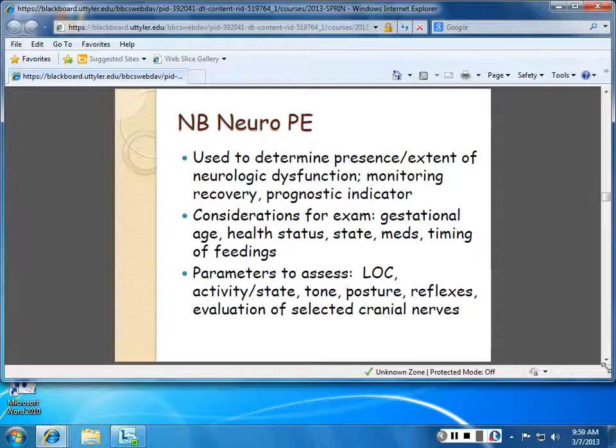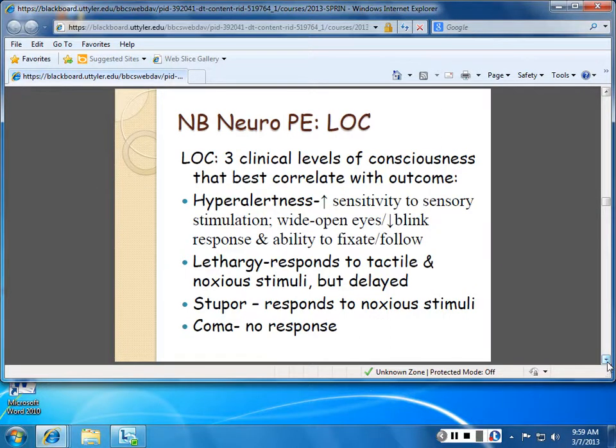You don't want to go mashing on babies' bellies after they've fed. They'll throw up on you. And you don't want to do an exam before they're fed, because they're screaming and they're not going to listen. So you have to time it just right with their feedings. And then evaluation of the selected cranial nerves.